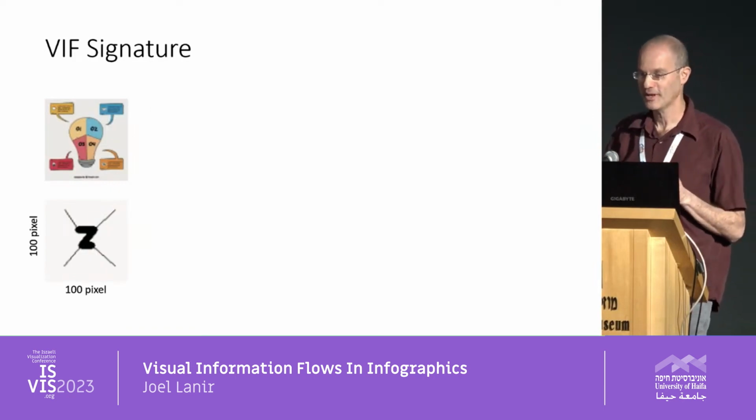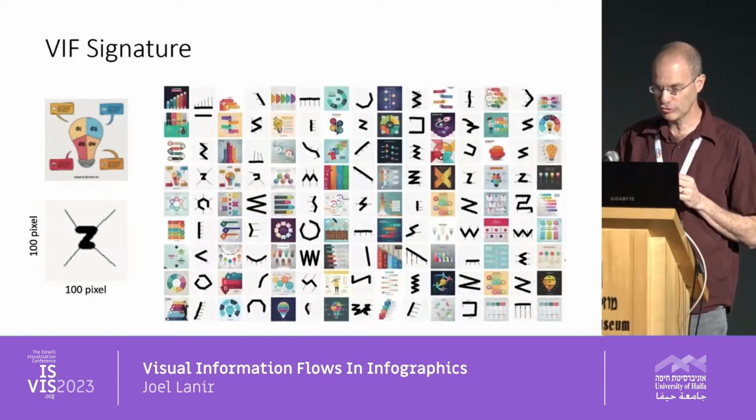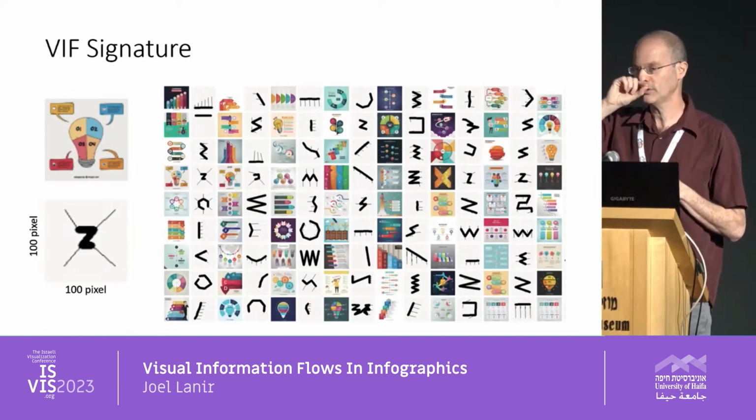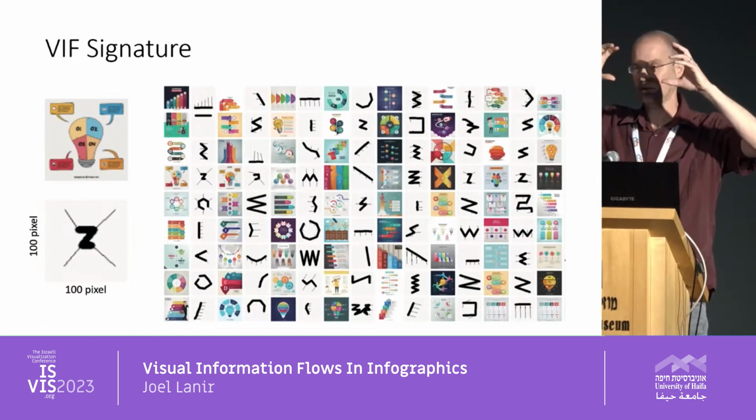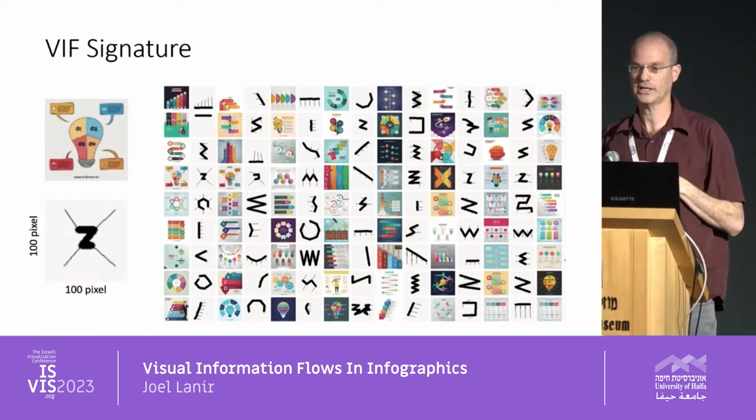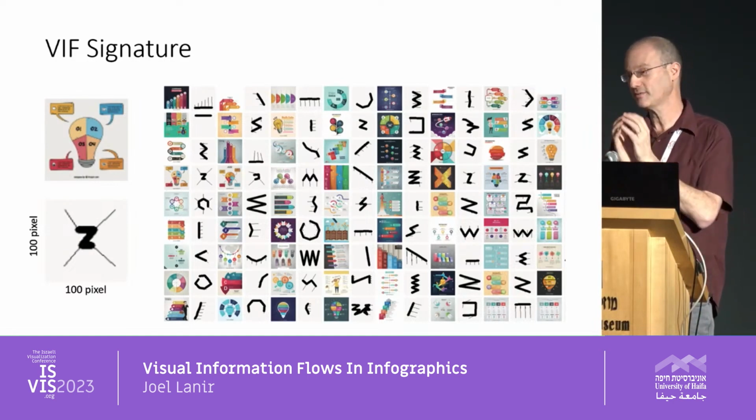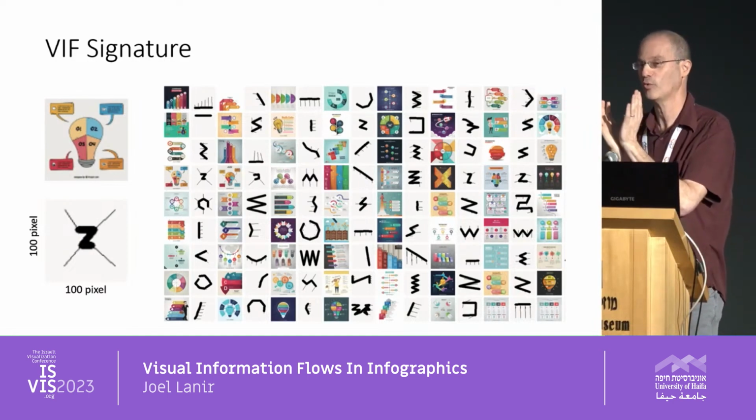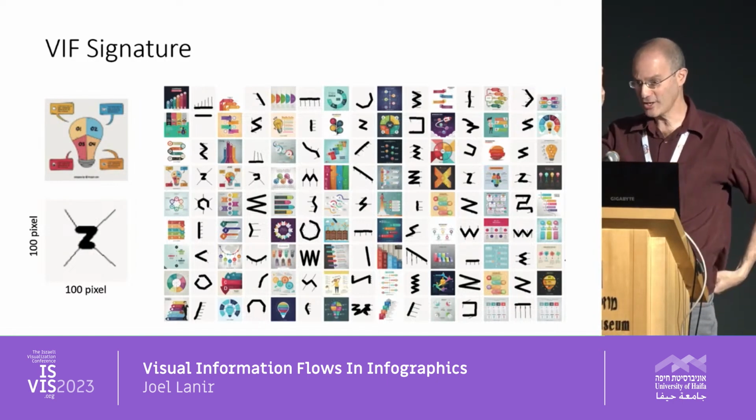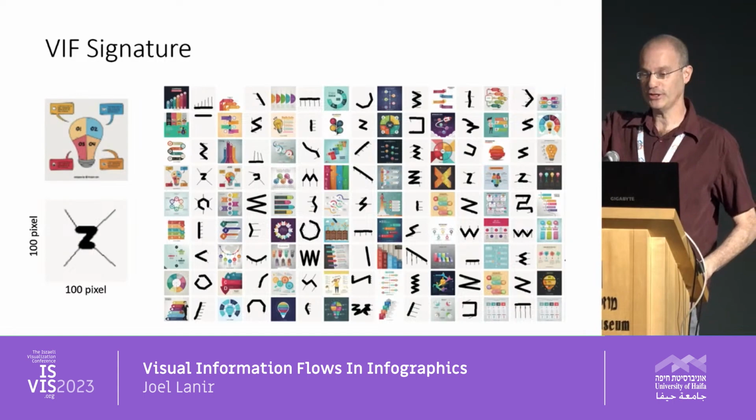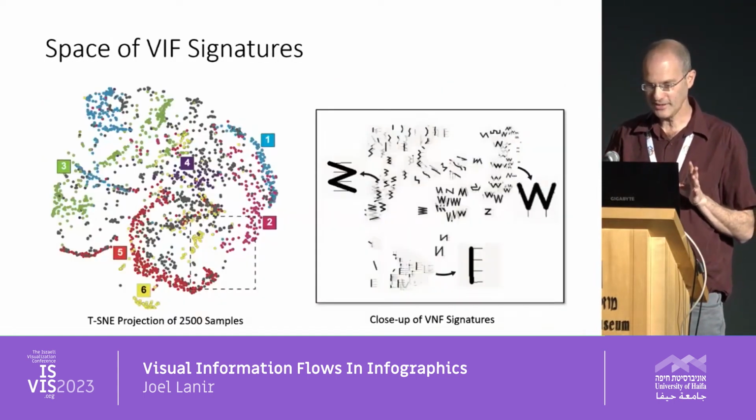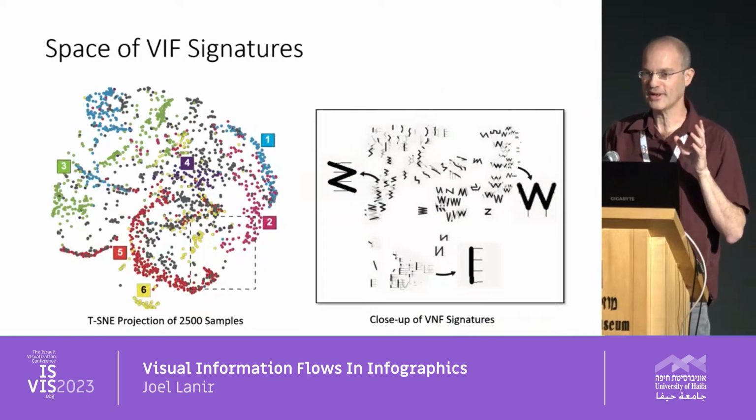So finally, we made a signature, a VIF signature. So for each visualization, we were able to make a signature which is composed of the backbone, which is the main thick part, and small elements that are connected to them. And we put this signature on a 100 by 100 pixel icon. So we had an icon for each infographic, and this is a bit complex.